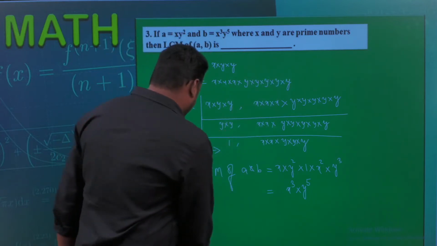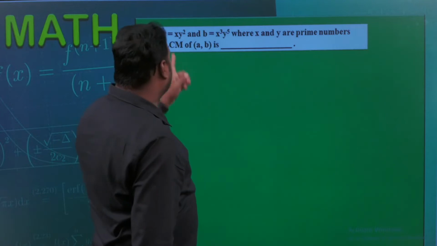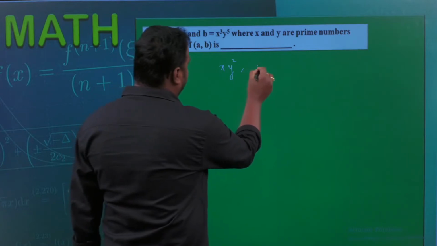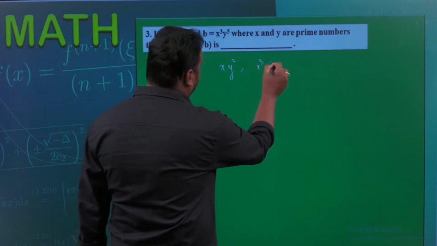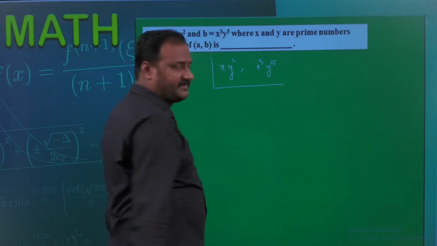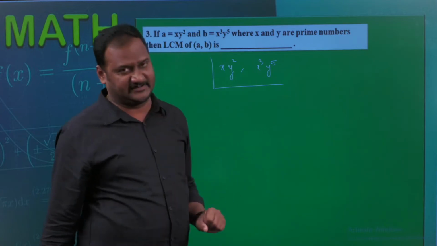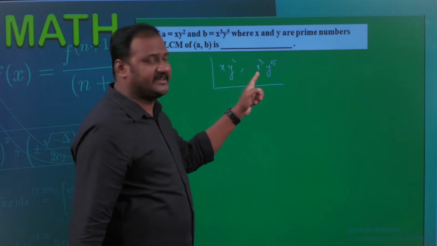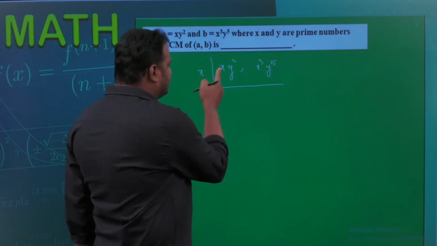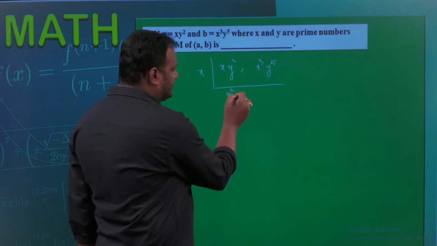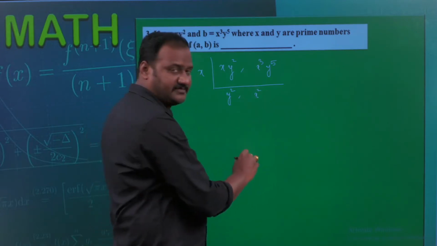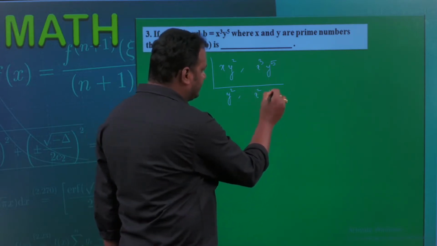That other way is this: I have two numbers. One number is xy square. What is the other number? x cube into y to the power of 5. These two are the two numbers. Okay? Let us take the x terms first. Here we have only one x. Here x is x cube. So x is the only common factor. So x, how much are xy square? x times y square is xy square. x, how much are x cube? x times x square is x cube. And y power 5 is already there. So y to the power of 5.